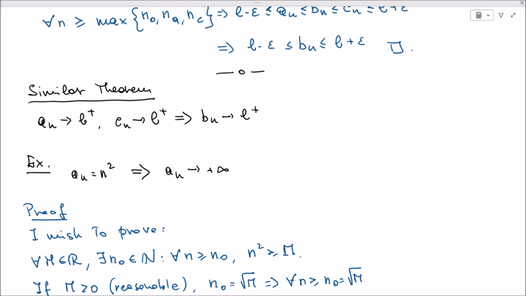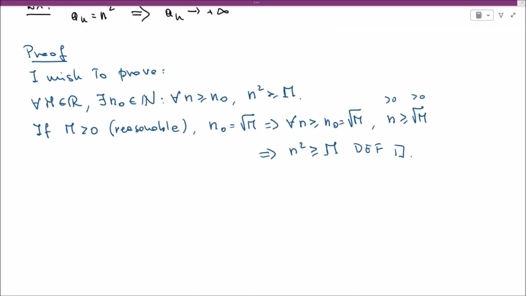say that n squared is larger than or equal to m, because if we have that n is larger than or equal to the square root of m, we have an inequality with both positive numbers, we can just take the square, and then what we get is exactly what we were looking for, and this must be true definitively. So we have just proved the inequality. So in this case we have evaluated the limit by just using the definition.